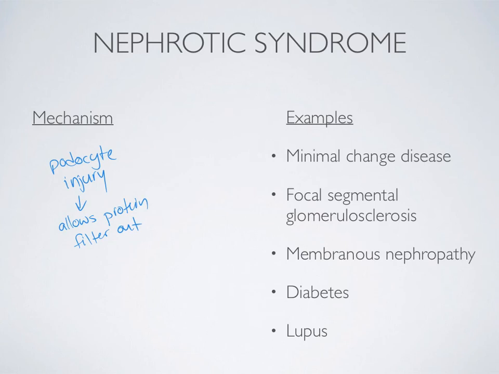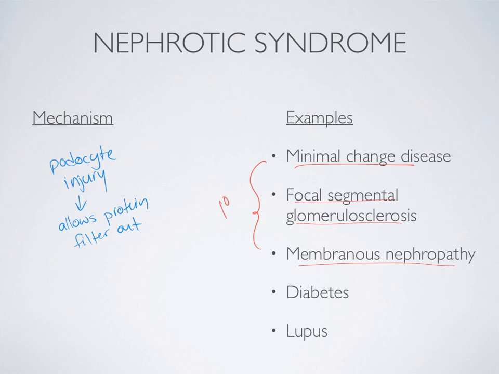Now, there's a lot of different diseases that can cause nephrotic syndrome. Minimal change, focal segmental glomerulosclerosis, and membranous nephropathy, these are all primary glomerular diseases, whereas diabetes and lupus are secondary.